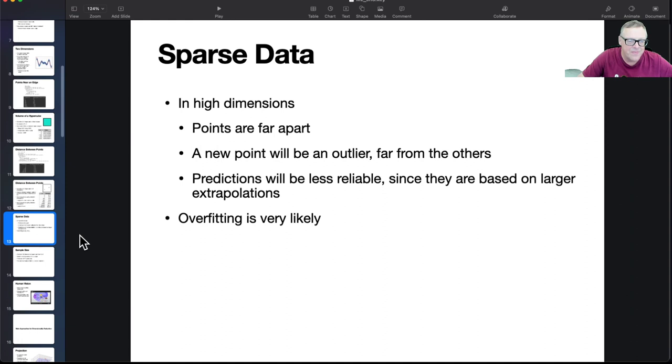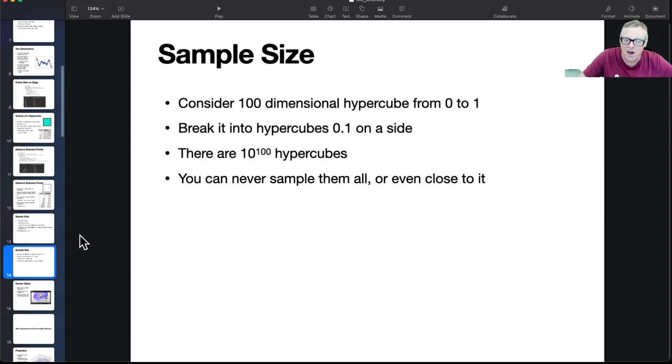That's the problem. So this means you're very likely to overfit. You're not really going to have enough data to define the trend. You're just going to fit the points you have that are pretty much random. So you're not going to get a good model. And so that's a problem.